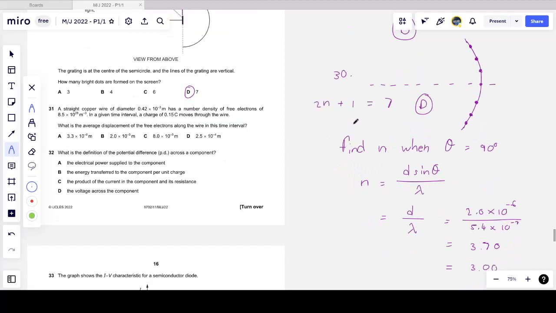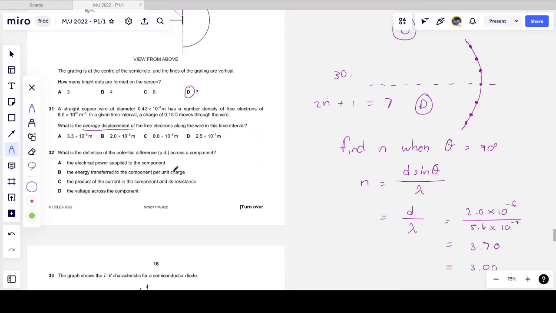Now, question 31. Question 31 requires a little bit of calculation and an understanding of electrons and charge density. We are told that a straight copper wire of diameter 0.42 times 10 to the minus 3 meters has a number density of free electrons 8.5 times 10 to the power 28 per cubic meter. And in a given time interval, a charge of 0.15 coulombs moves through the wire. We want to find the average displacement of the free electrons along the wire in this time interval.